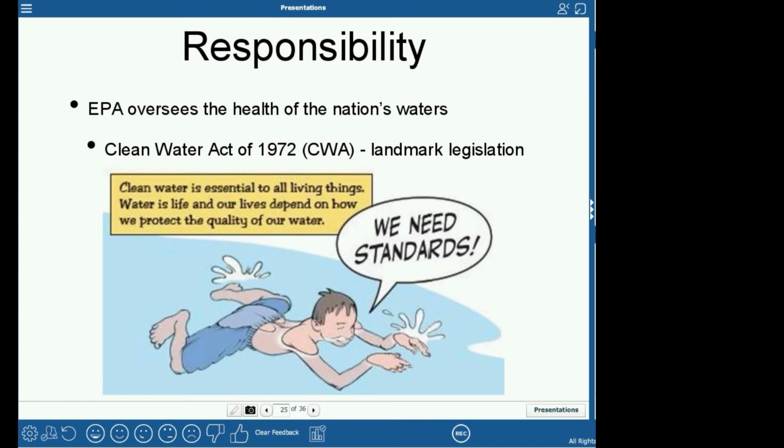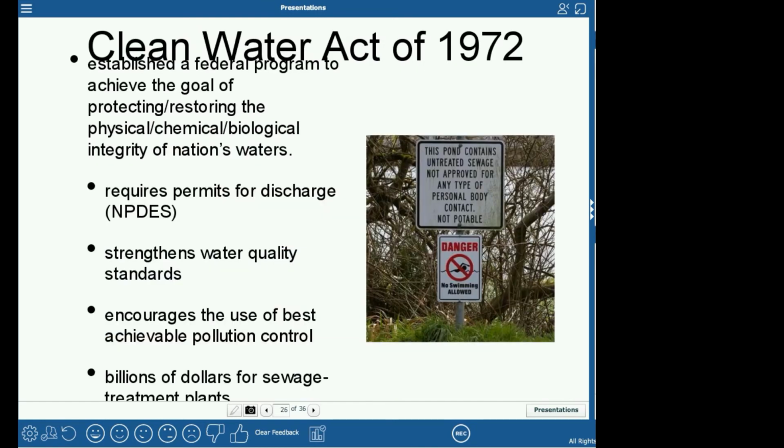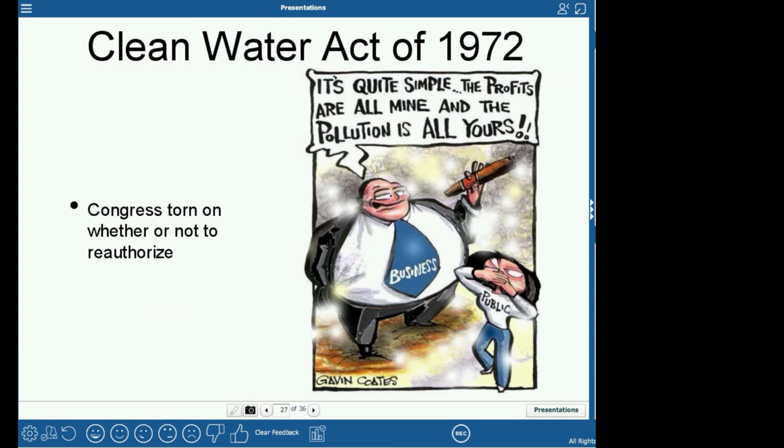So the EPA is basically in charge of the nation's waters. The Clean Water Act was a big deal. That's what I was saying, that you should kind of know what it does. That way, if you get asked about it, you know. It established a program to achieve the goal of protecting and restoring the integrity of the nation's waters. It's the one that has those permits. It requires the permits, has strengthened water quality standards, encourages the use of best pollution control, and has spent billions of dollars on sewage treatment plants.